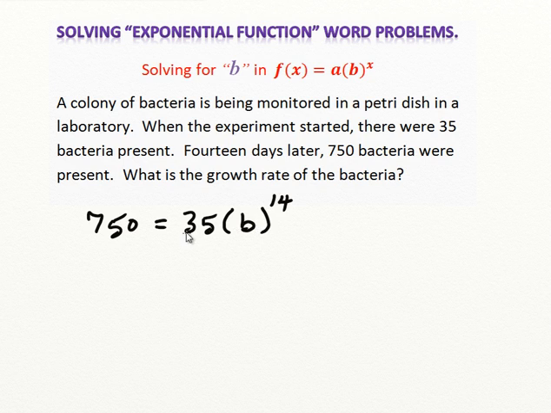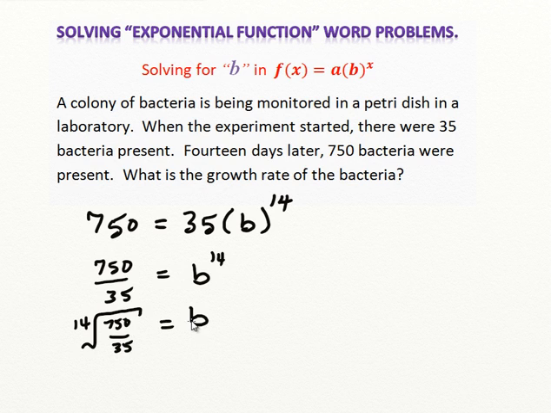The first thing we're going to do is get this variable b all by itself on one side. So I'm going to take 750 and divide it by 35, and that equals b to the exponent 14. Then I can just take the 14th root of both sides. So 750 over 35, we'll take the entire 14th root of that, and that will be b. And if I do that, I am left with b equal to 1.2447.